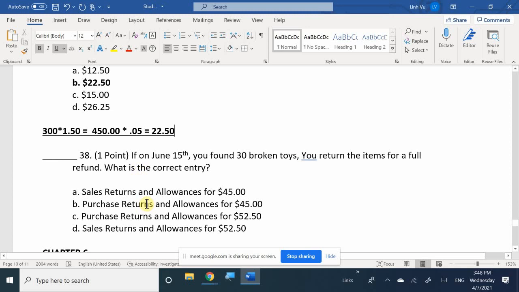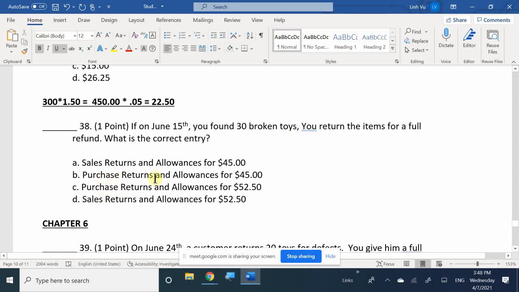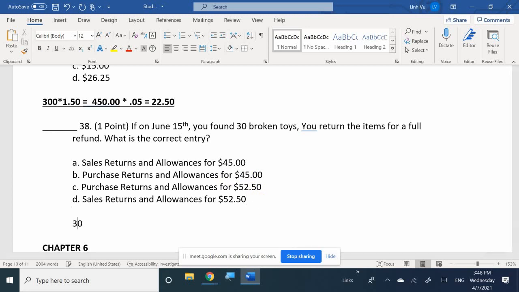All right, question number 38. If on June 15 you found 30 broken toys and you wanted to return them for a full refund, what is the correct entry? B, purchase returns and allowances for $45. Where did you get $45 from? I multiplied the 30 broken toys times the price per toy, and it equals 45. Good, $1.50. So you took 30 and multiplied it by $1.50 to give you $45.